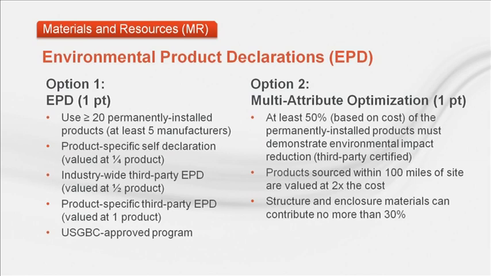Products that are extracted, manufactured, and purchased within 100 miles of the project site are valued at twice the product cost. In summary, the first point in this credit is based on the number of products. The second point is based on the cost of those products demonstrating compliance.